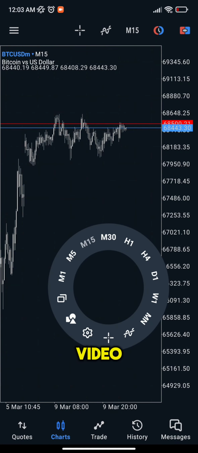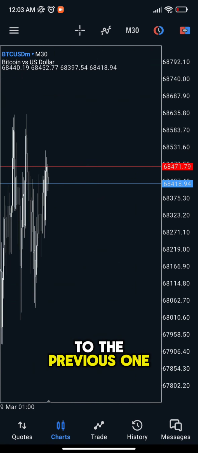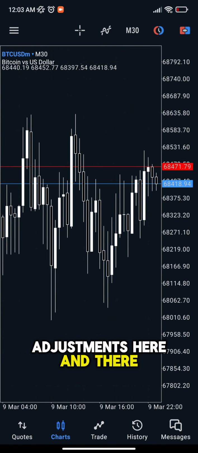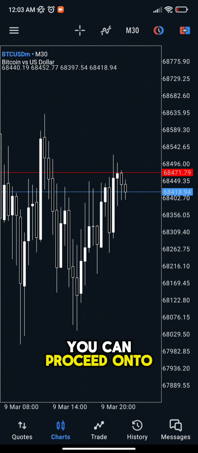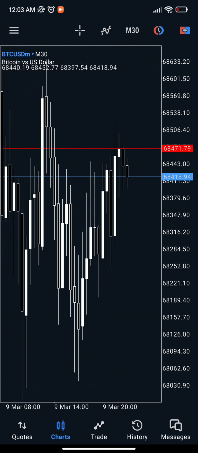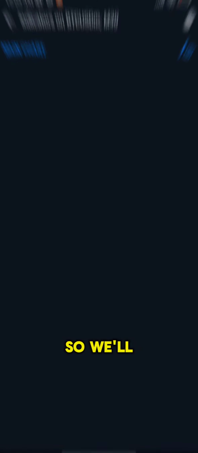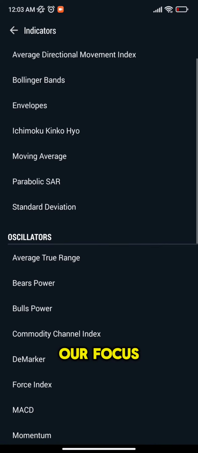We're back with another video, and today we're going to look at the new strategy, which is basically an update to the previous one. Just make a few adjustments here and there so that the chart is according to your liking, and once that is set and done, you can proceed on to the indicators tab. So we'll go to the indicators tab, and here is where we have to maintain our focus.